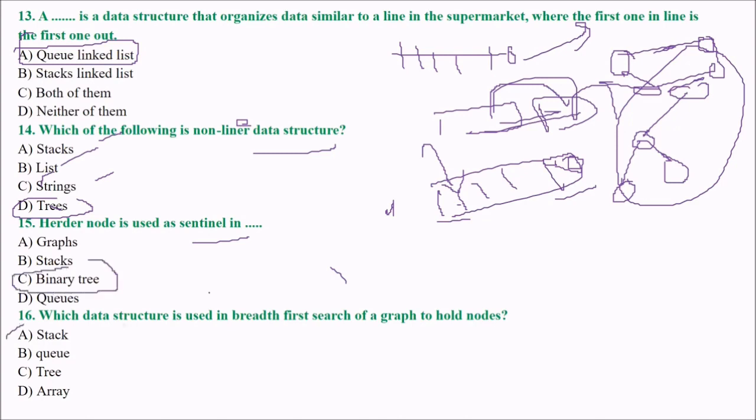Next is which data structure is used in breadth first search of a graph to hold nodes. Breadth first search. There are two types of searching in graph. One is breadth first search, BFS, and the other is depth first search. So these are two types of searching. So which data structure is used in breadth first search of a graph to hold nodes? The answer is Q. We use Q to hold it.